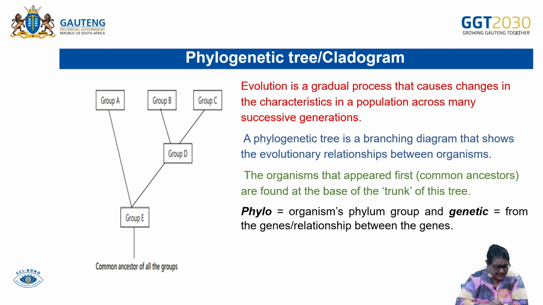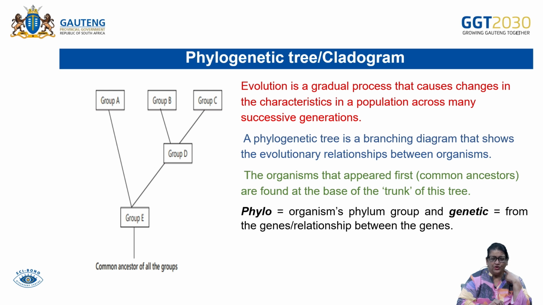Now you can look at it here, learners. Group E is a common ancestor of all the groups. First we have the ancestral group, which first originated, and then it gave rise to group A and to group D. Then group D gave rise to group B and to group C. You're going to see that the common ancestor for A, B, C, and D is group E. That is the ancestral group.